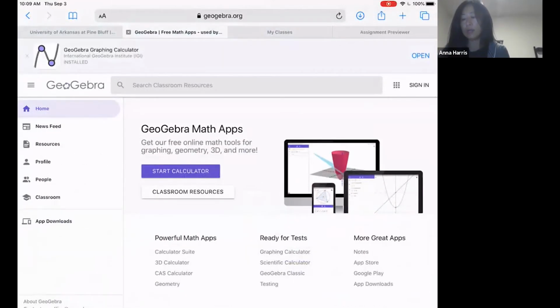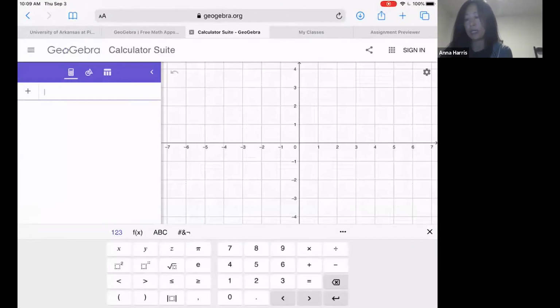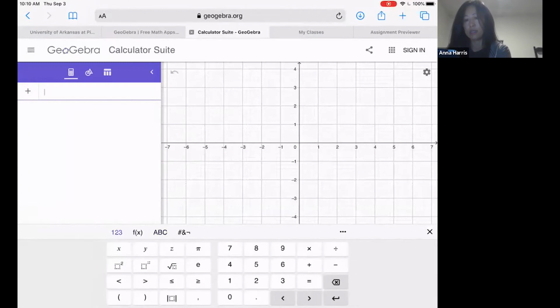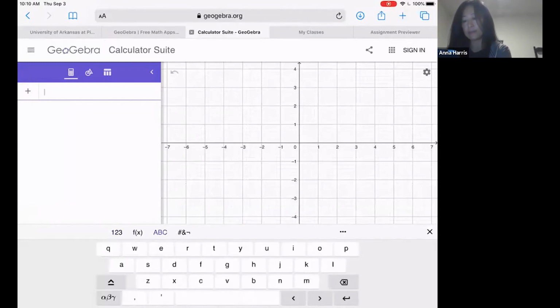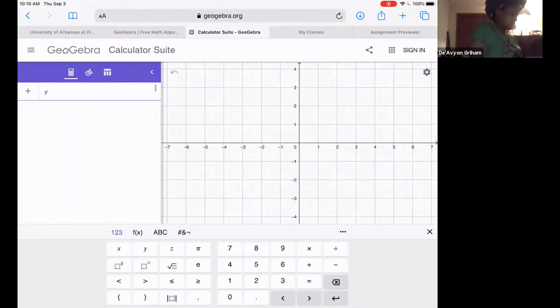Here's GeoGebra. I'm going to start my calculator. I can graph. Y equals, I'm going to do parentheses.